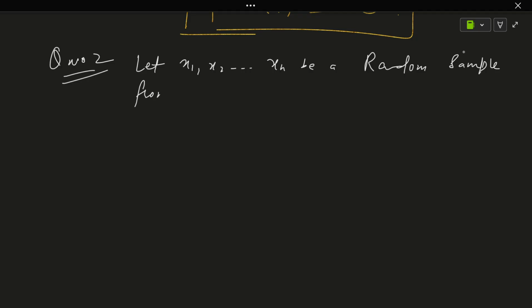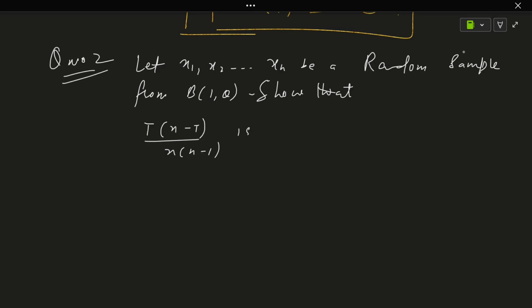from Bernoulli(1, theta). Show that T(n minus T) divided by n minus 1 is an unbiased estimator of theta(1 minus theta), where T is equal to summation xi. Okay, you have to show this, meaning you have to take the expected value of this, and it should equal what? It should equal this. You have to show this.